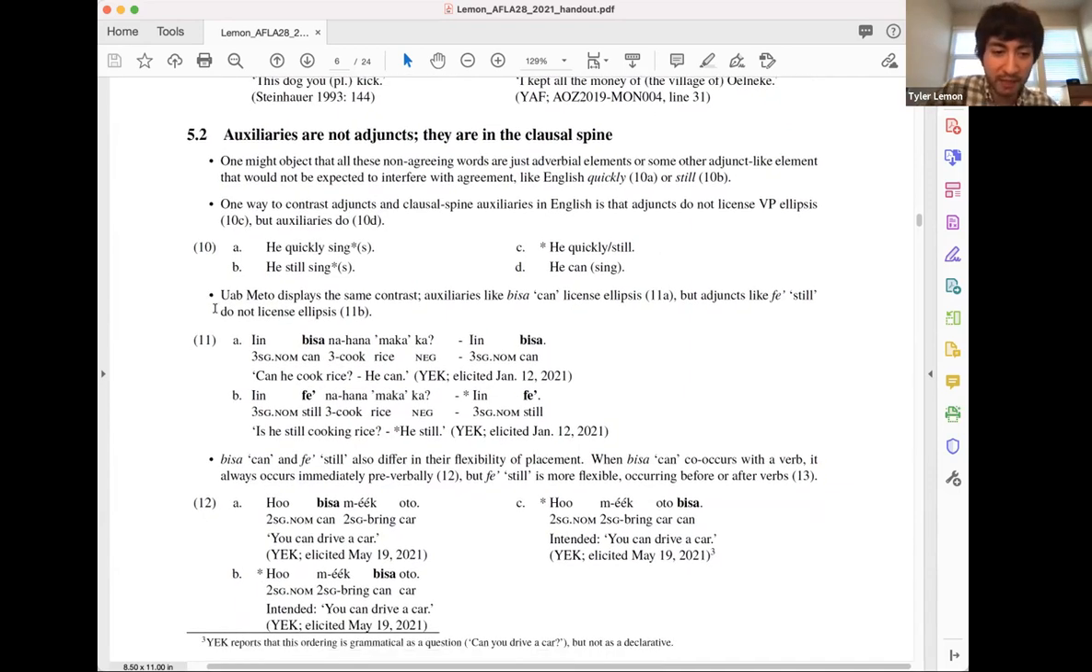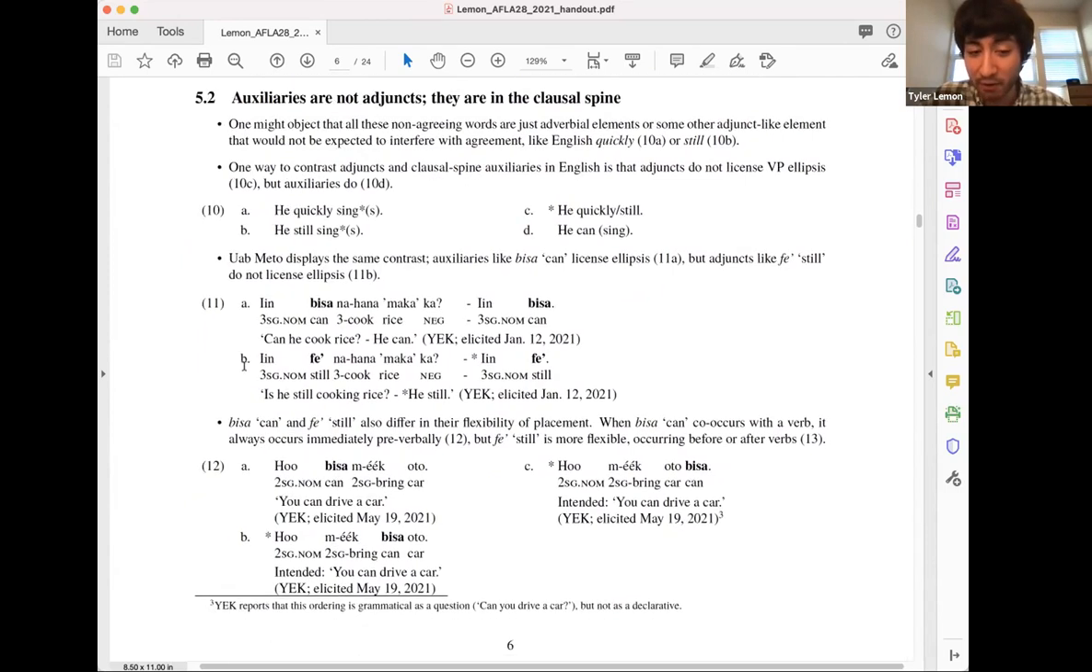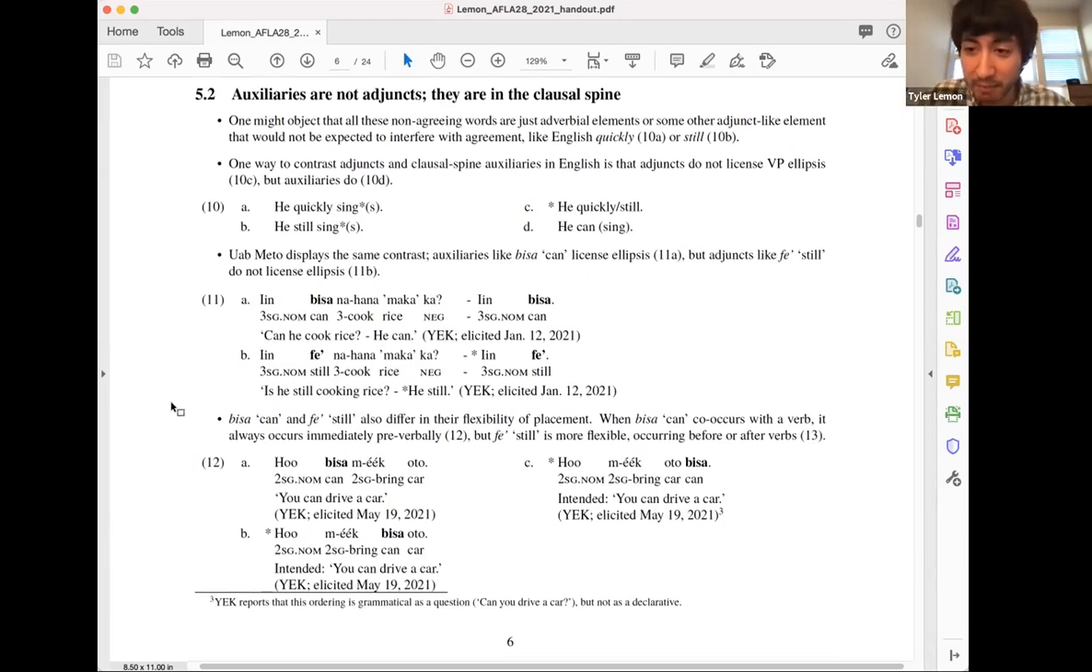Uab Meto displays the same contrast, where you have an auxiliary like bisa that can license ellipsis, but an adjunct like fe, which means "still," can't. So if you ask the question, "In bisa na hanap maka ka?" Can he cook rice? You can respond, "In bisa," he can. But if you ask, "Is he still cooking rice? In fe na hanap maka ka?" You cannot respond "In fe." You have to at least add the verb nahan or nahana, meaning to cook, as well as potentially an object.